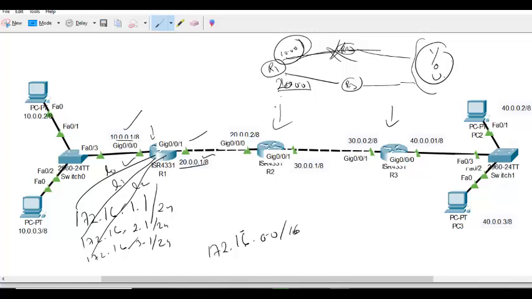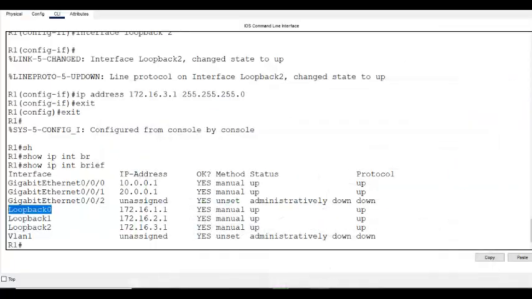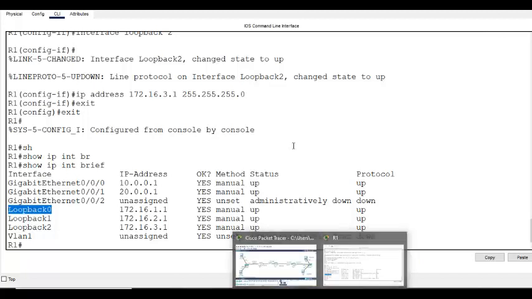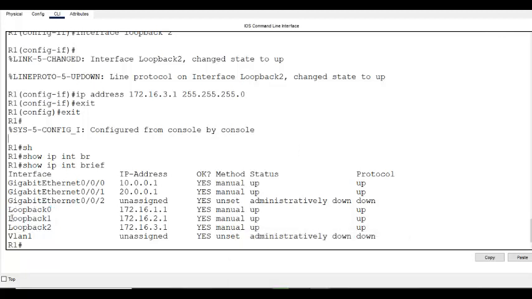Okay, for testing. All right, now let's check the routing table. Show IP route. You see, you got the routes for these loopback interfaces. Loopback 0, 172.16.1. Loopback 1, 172.16.2. Loopback 2, 172.16.3.